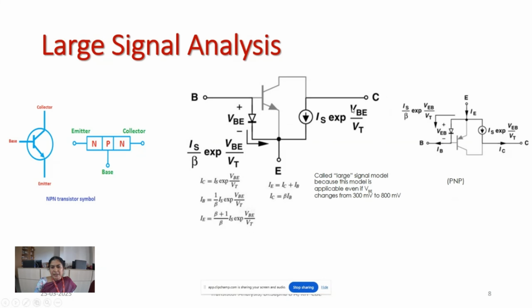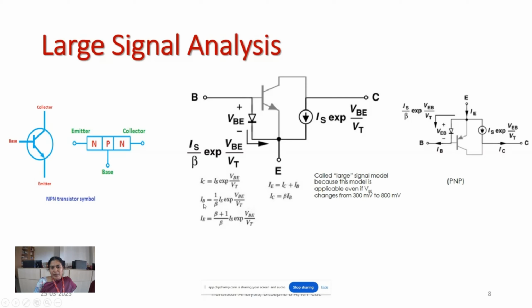From the basic expression with IS, the reverse saturation current, we can calculate the collector current. So IC will be equal to IS into exponential VBE by VT. Similarly, we can also calculate the input current. So what is our emitter current? We know that the total input current, IE, will be equal to the sum of the base current and the collector current, given by IE equal to IC plus IB. We also know that the collector current will be equal to beta IB. So using this expression we can write out the base current expression.